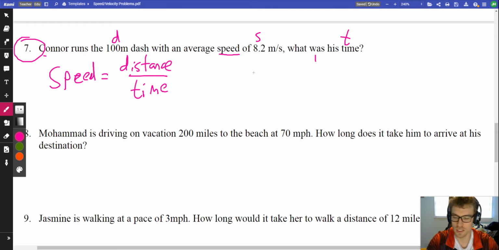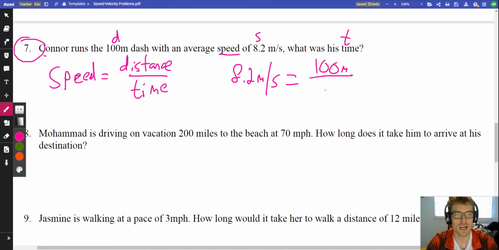So what is our speed? Our speed is 8.2 meters per second. That's equal to our distance, 100 meters, divided by our time, which is what we don't know. Let me rewrite that T. There we go. Okay, so this is the one that's the trickiest to solve because it's a two-step solving process.